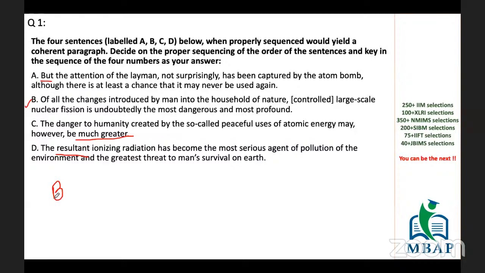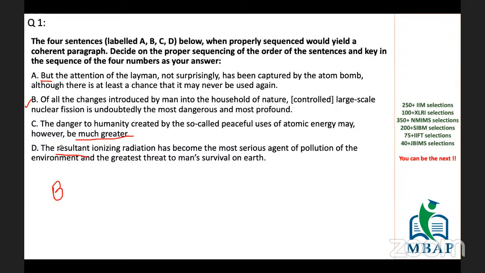So here I can choose my B sentence, and I got one more hint: I'm talking about a result. So obviously a result will be there when a certain action was there. True. Without action, there can be no result. So if there is a result, I need to identify which action I'm actually talking about. Okay. So let's see. D is talking about the resultant ionizing radiation has become the most serious agent of pollution of the environment and greatest threat to men's survival on Earth. Okay.